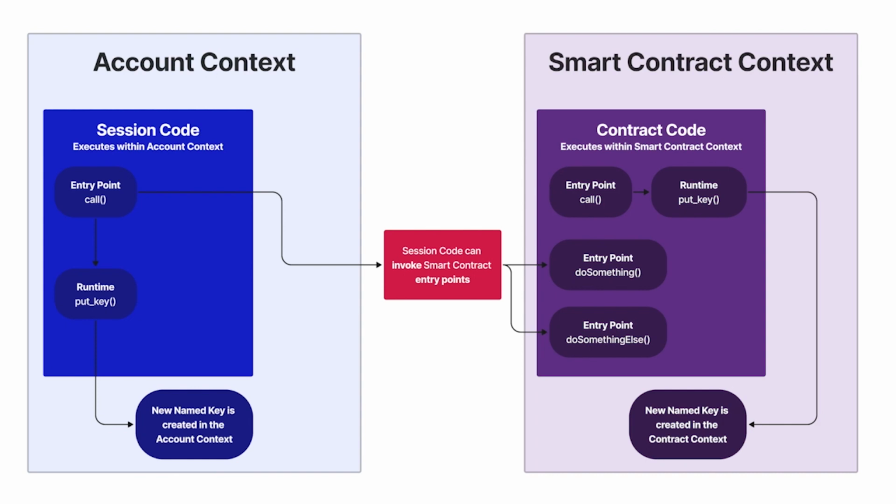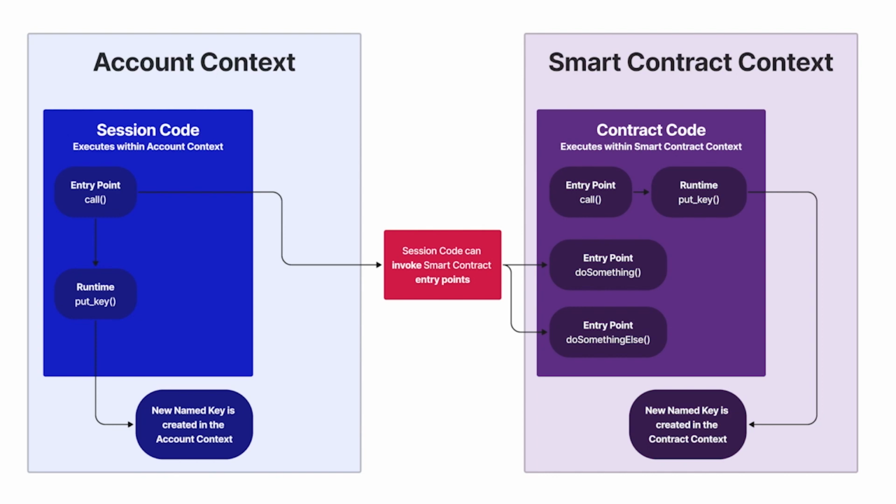When a put key call is made within the body of the session code, the key is added to the account's named keys. When a put key call is made within the smart contract context, the contract's record is modified to have that named key. For more information on how to write session code or contract code, please consult the documentation.